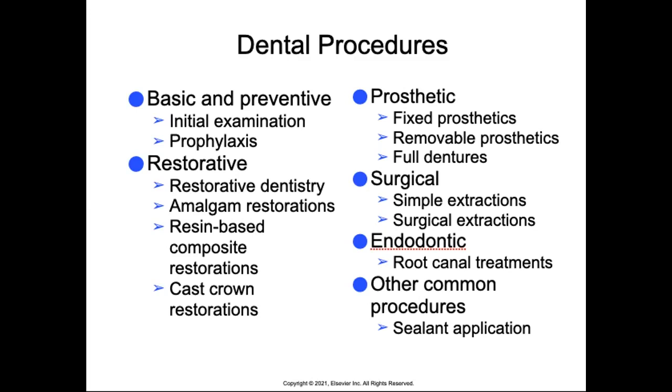And then other common procedures like a sealant application, which is a procedure that is done to cover the chewing surface of the tooth with a thin coating of resin. And this is to seal and protect the tooth from the effects of acid attacks, which cause demineralization of the enamel, which can lead to carious lesions like decay or cavities.